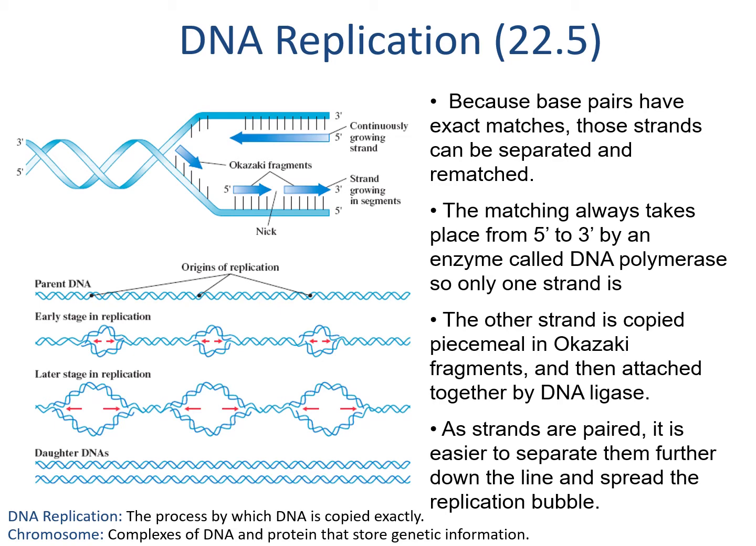This whole process is called DNA replication, and it creates 2 exact copies of DNA from the one original DNA molecule. These DNA strands make up our chromosomes, which are complexes of the DNA and protein that together store our genetic information.